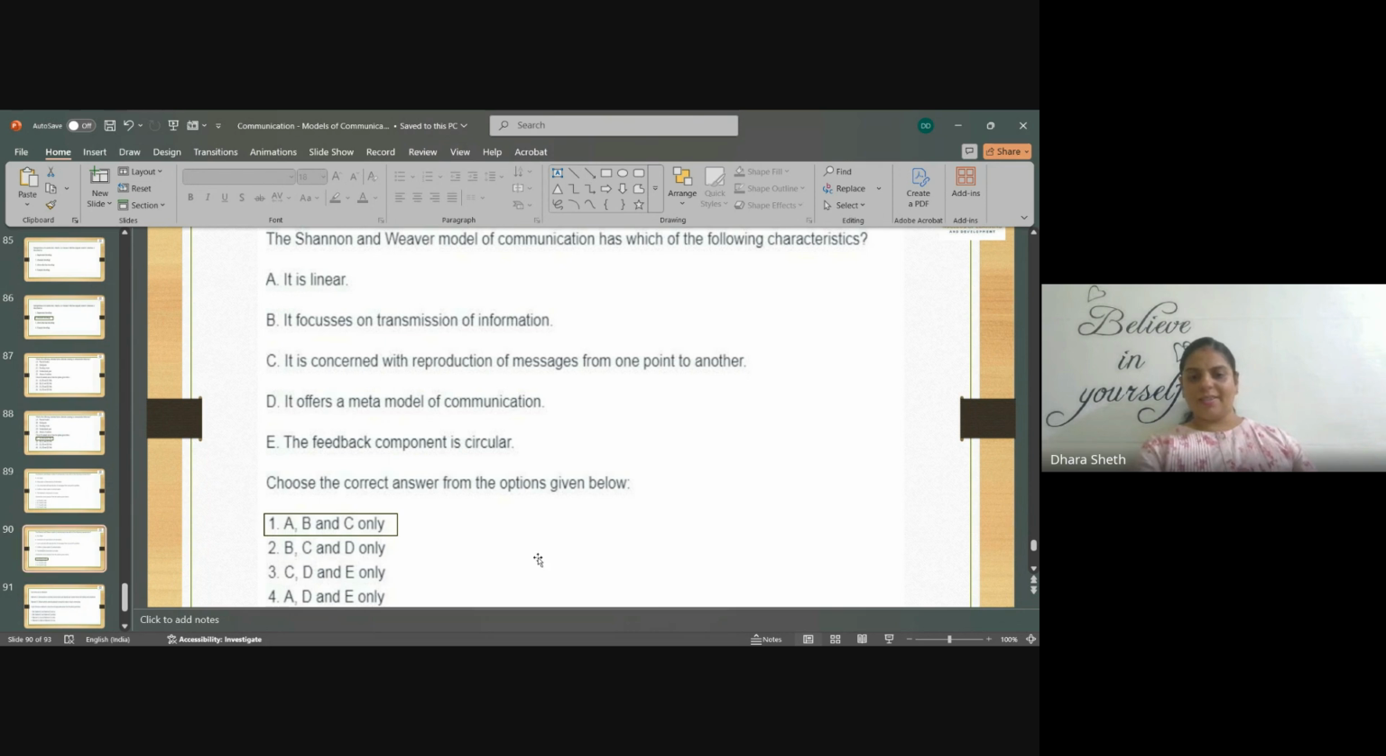Okay, so the answer is 1, A, B, and C. Meta model is the last model, which is the newer, very new model, which talks about how communication impacts the entire world and society. And there is no feedback because it is a linear model. So E is again not applicable. So the answer is A, B, and C.